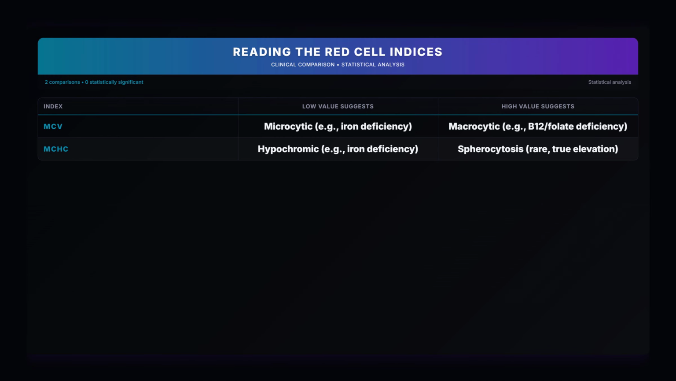These 3 numbers instantly classify an anemia. MCV sorts microcytic from normocytic from macrocytic, while MCHC sorts hypochromic from normochromic. Together they point a technologist toward the likely cause before any further workup.